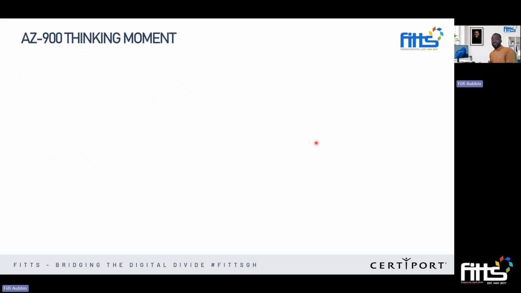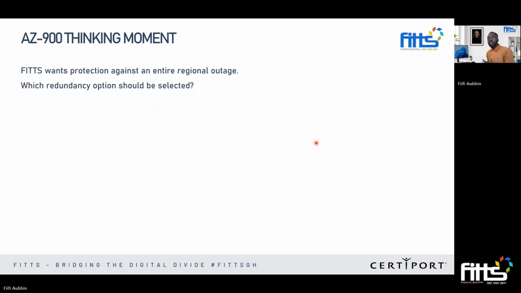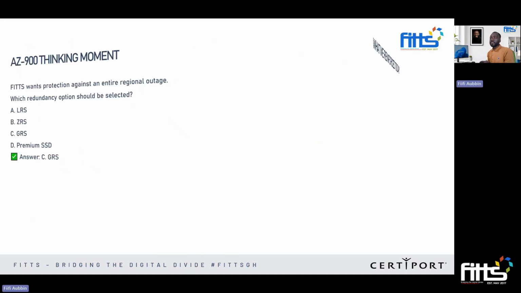So let's look at the AZ-900 thinking moment. FIT wants protection against an entire regional outage. Which redundancy option should be selected? LRS, ZRS, GRS, or Premium SSD? We want protection against an entire regional outage. So we can have London. If London goes down, we need to switch to Paris. Or if Ghana goes down, we need to switch to Nigeria. So we are looking at GRS. Does that make sense? Good.